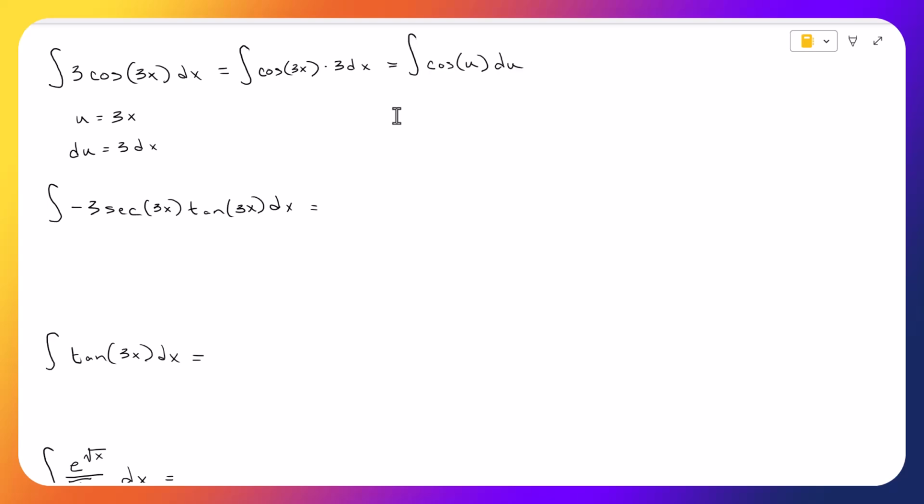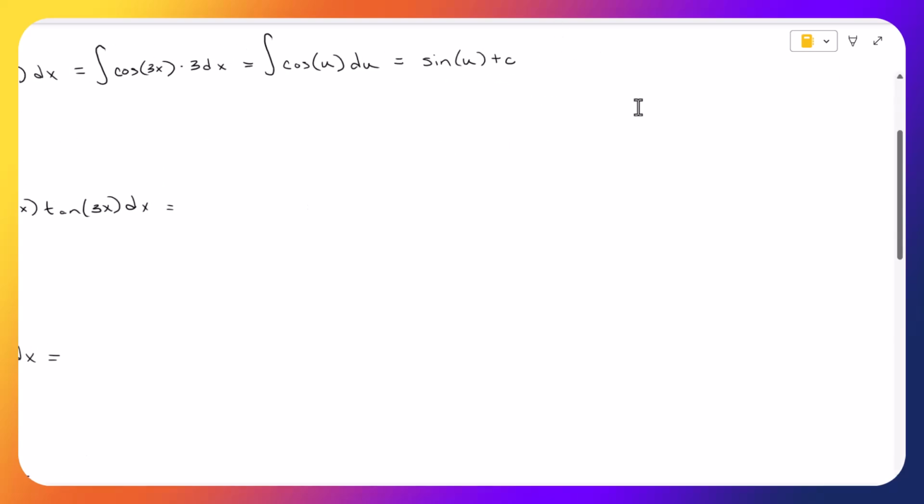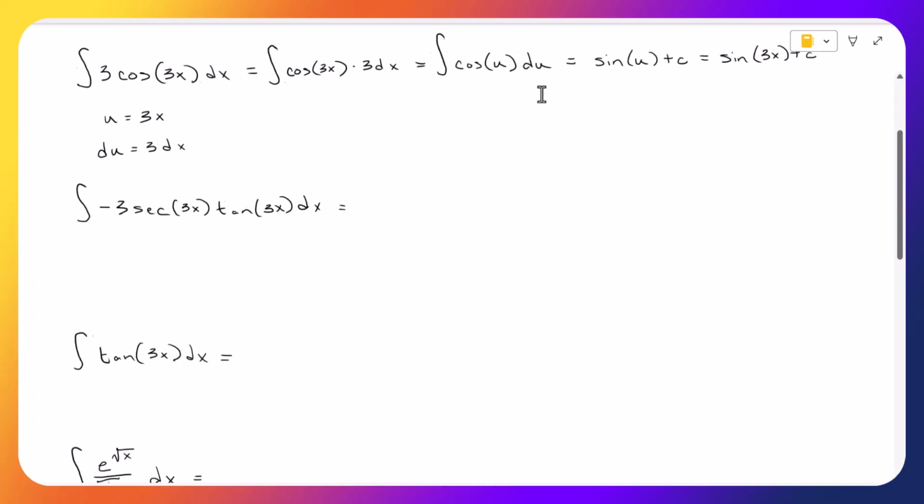And this is one of the problems I did yesterday, by the way, except now I'm giving you the tool. And now what is the integral of cosine? The antiderivative of cosine, well, that's sine of u plus c. And then we're just going to substitute our 3x back in for u, so we can rewrite it in terms of x. So it's sine of 3x plus c. Boom. And there's our antiderivative.